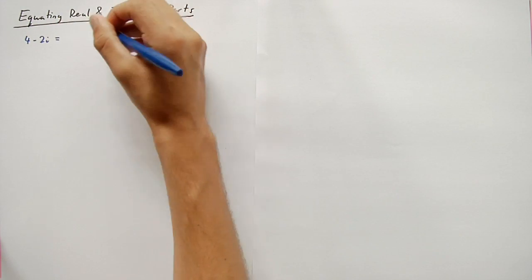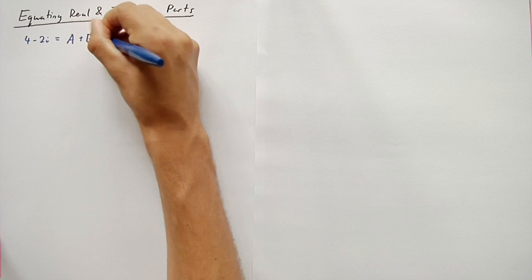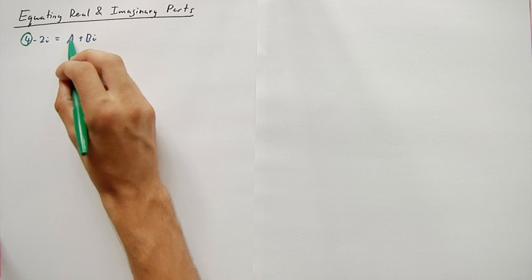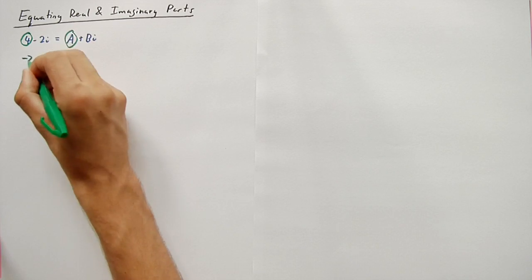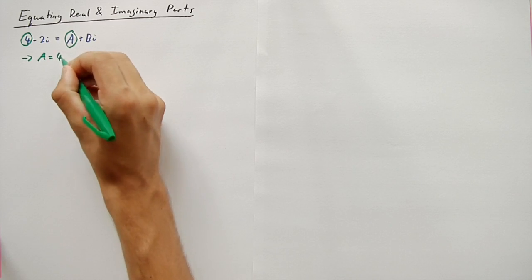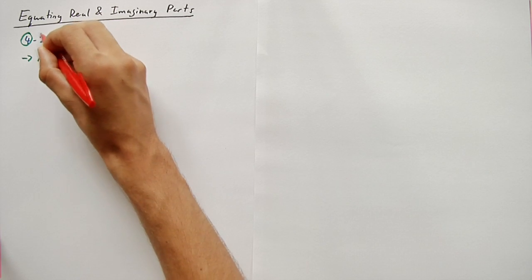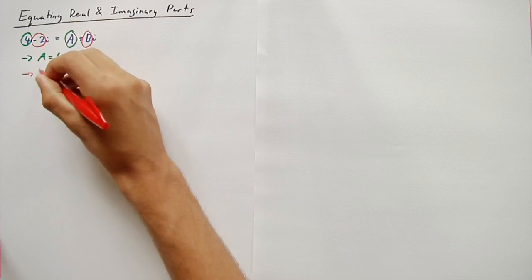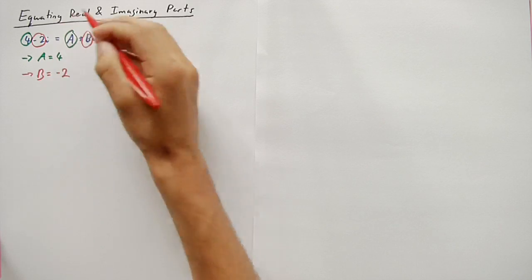Basically, if I have a complex number, say 4 minus 2i, and I set it equal to another complex number which we don't know, so we'll call it a plus bi, what I can then say is that the real part of this complex number, which is 4, is equal to the real part of this complex number, which is a. So a equals 4. Now that's why we call it equating the real parts of complex numbers. And likewise, the imaginary part of this complex number, which is minus 2, is equal to the imaginary part of this complex number, which is b. And so b equals minus 2.